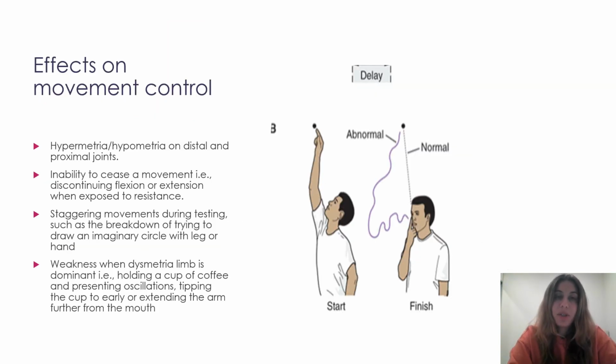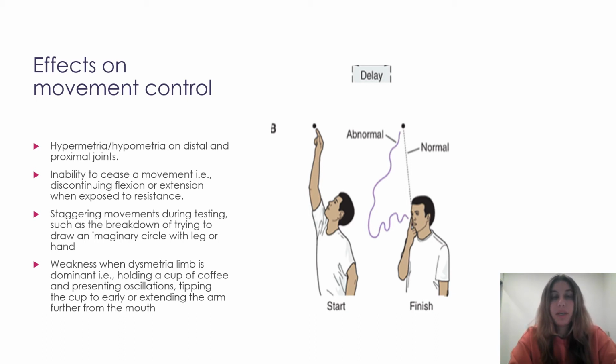So how does dysmetria affect movement control? We have hypermetria and hypometria, which is basically overshooting and undershooting respectively on distal and proximal joints. In the figure shown here, this patient's intent is to touch his nose, however he does go far beyond that, so that is referred to as hypermetria. We can also see the oscillations there and also the delay on the abnormal waves.